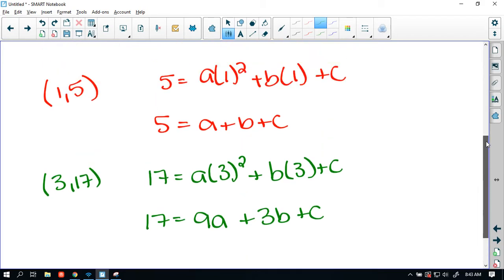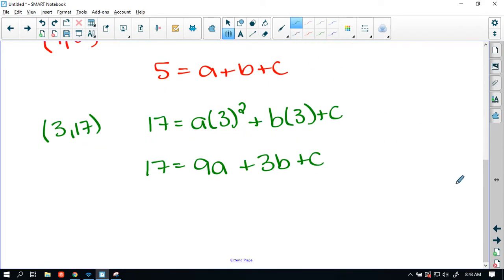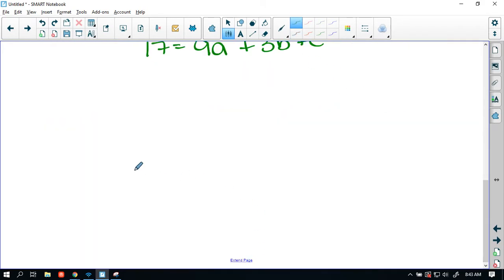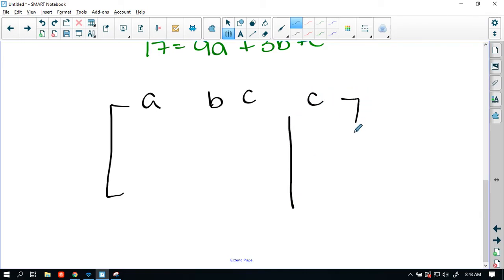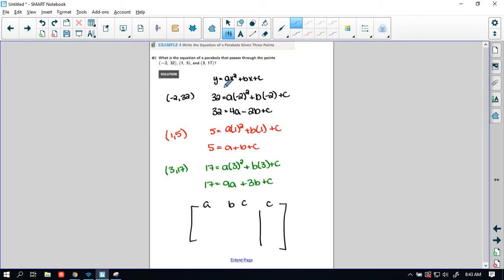Now looking at my 3 different equations, I'm going to be putting these in the matrices. Remember, I already told you with the matrix, you're going to have a, b, c here, and then your constant on this side. But if you look at my matrix, I have the constants on the left, so I just need to make sure that I follow a, b, and c, and then put the constants here. So this is going to be 32, this is going to be 5, and this is going to be 17.